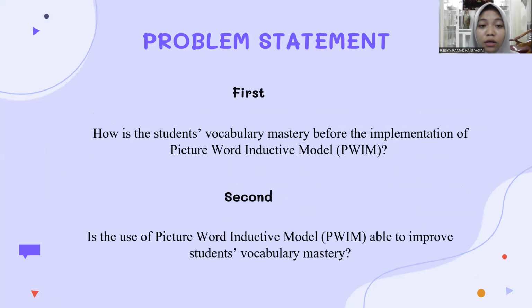The next part is problem statement. This research consists of 2 problem statements. The first one is how is the students' vocabulary mastery before the implementation of picture word inductive model, or PWIM. The second is whether the use of picture word inductive model, or PWIM, is able to improve students' vocabulary mastery.